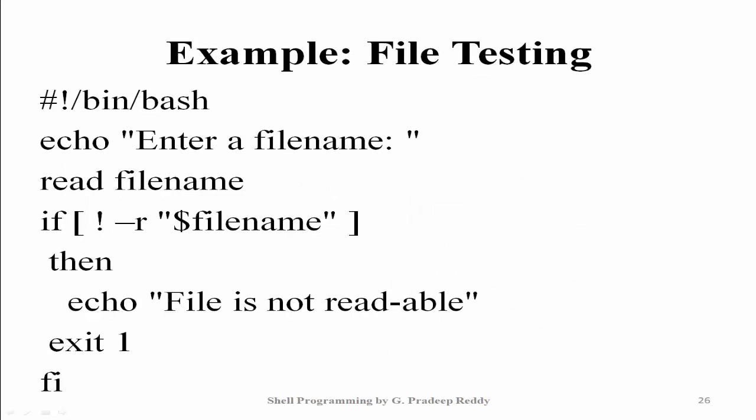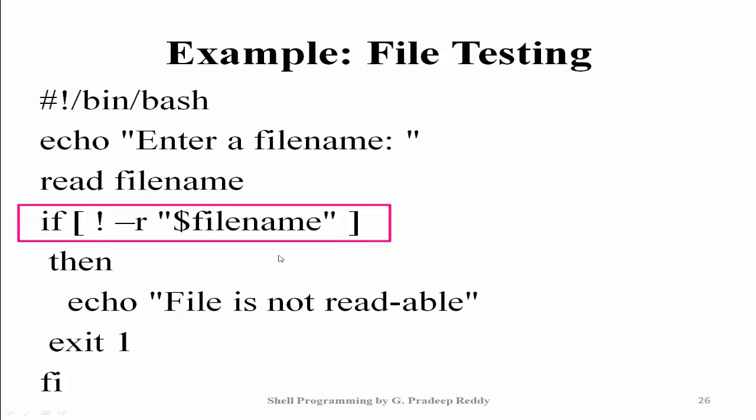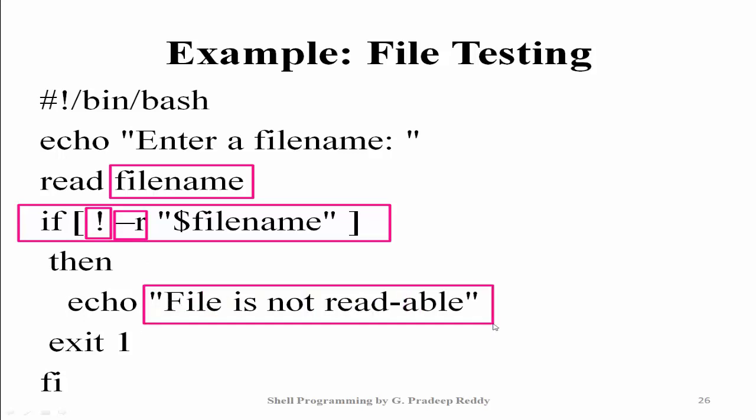Here you can test a specific file by using an if condition. Here you are going to read a specific file, which is a file name. You are going to check whether the particular file name does not have readable permission. Here you have specified readable permission. If this file name does not have read permission, then echo is going to print output on the screen: file is not readable, and here it has to exit from the program, that is exit 1.